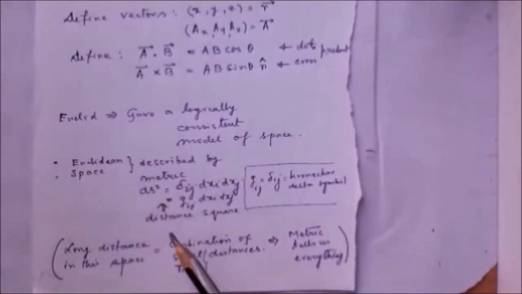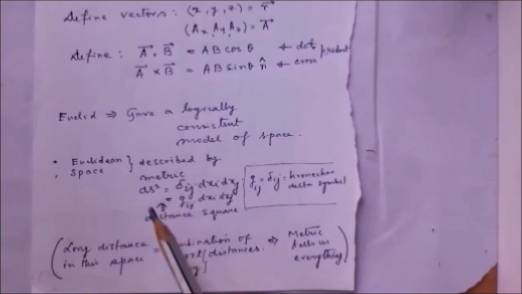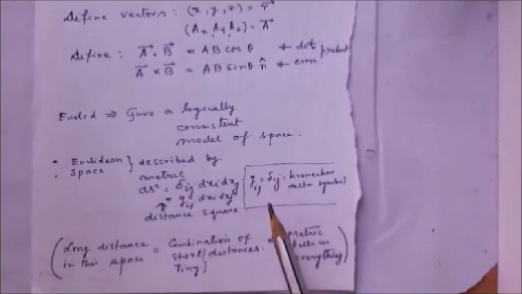Euclidean space was described by a metric, Kronecker delta ij. ds2 here is the distance square between two closely spaced points. ds2 is also called metric. Now ds2 can be written in this way. We did this in previous lecture IN1a, and gij is the metric or metric tensor characterizing the space in general, and it is identical to Kronecker delta in Euclidean space.